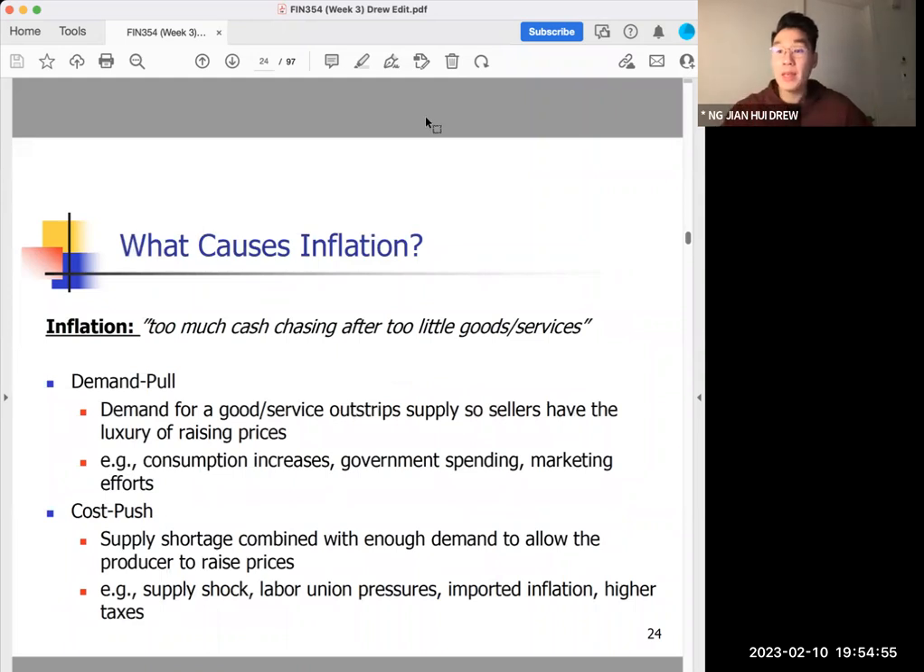Okay, before we move on to inflation, let's take a quick 7 minutes break. We'll be back at 8:02 p.m. on your time. Okay, let's take a quick break.